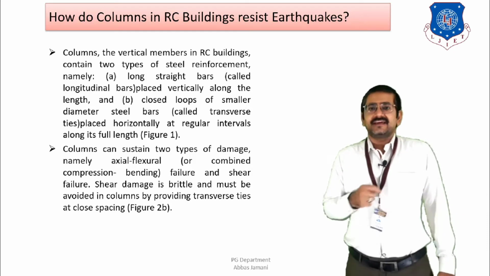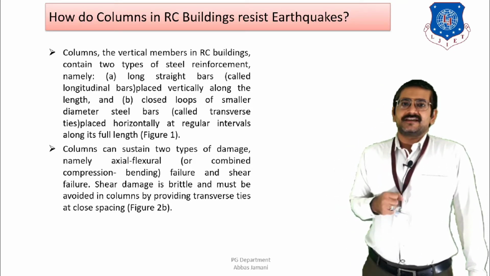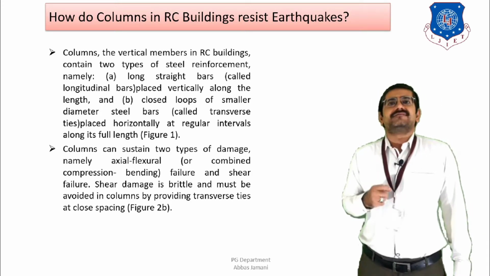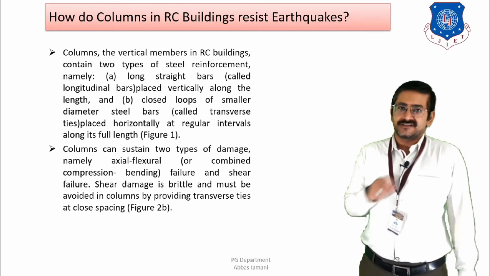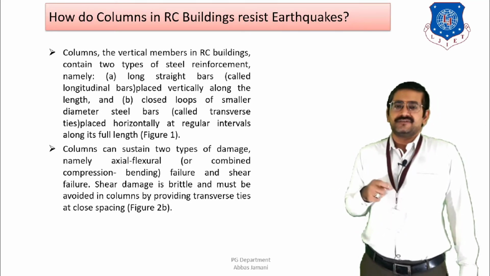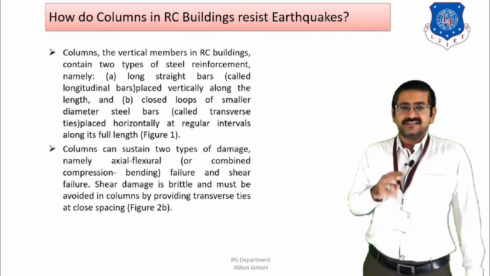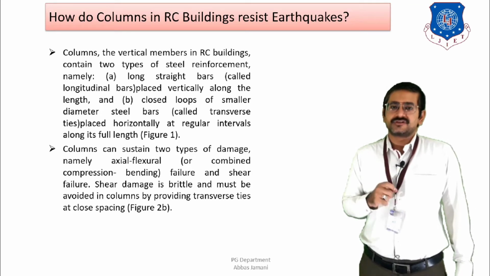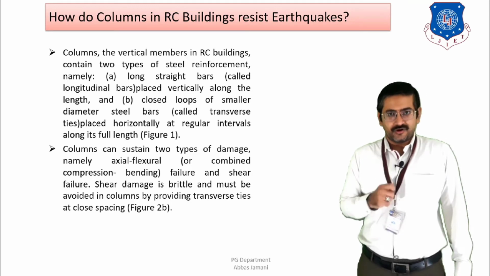Now in case of columns, basically two types of reinforcing bars are there. First is the vertical reinforcing bars that will go along the height of the column, and second is the transverse reinforcing bars, which are also known as closed stirrups, right? These two types of bar are going to be the predominant types of bar used in order to form the geometry of any structural column, right?